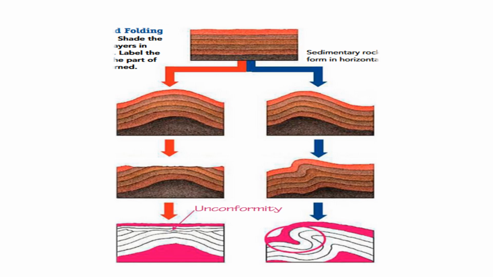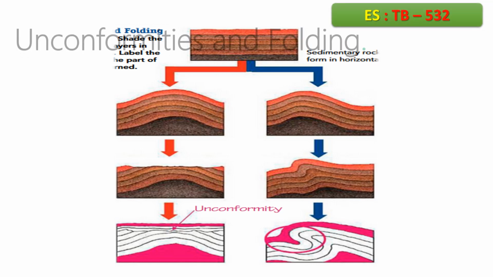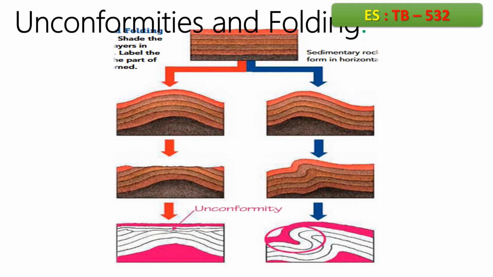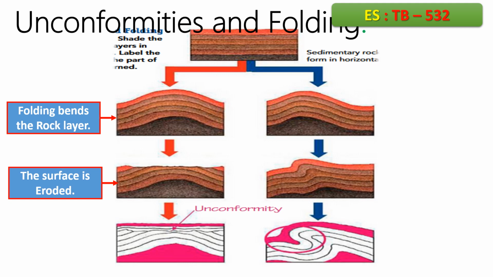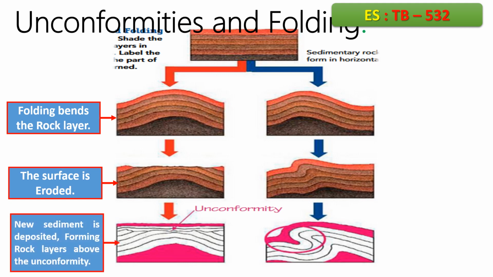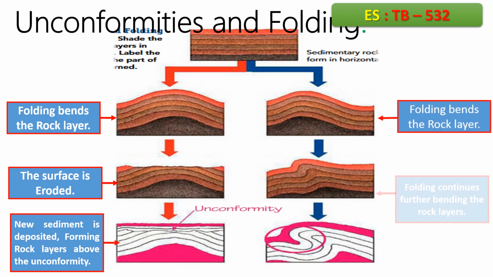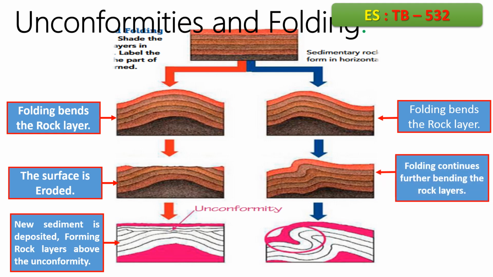Unconformities and foldings. Now we can check how unconformities and foldings are formed. Folding bends the rock layer. The surface is eroded. New sediment is deposited, forming rock layers above the older layer in such a way that the unconformity is formed. Folding bends the rock layer. Folding continues, further bending the rock layers.